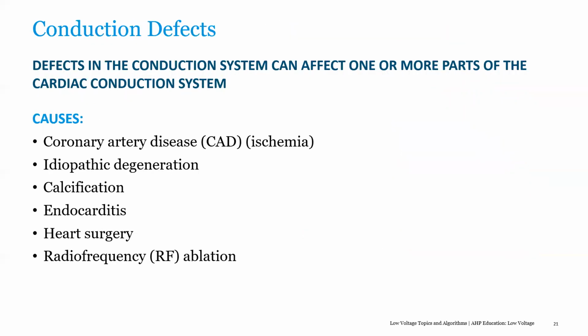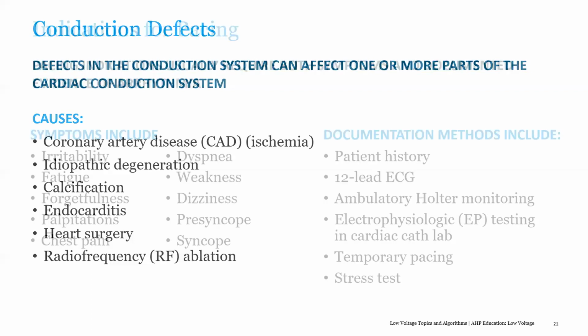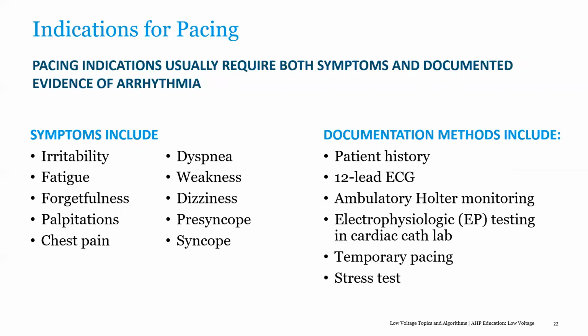So defects of the conduction system can be caused by a variety of different things: coronary artery disease, idiopathic degeneration, viruses, calcification, endocarditis, heart surgery, ablations. So indications for pacemakers, you can see those on the left, okay? And you can see the documentation needed to implant a pacemaker as well on the right.